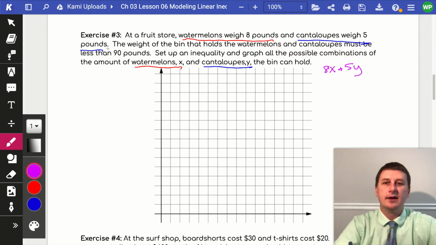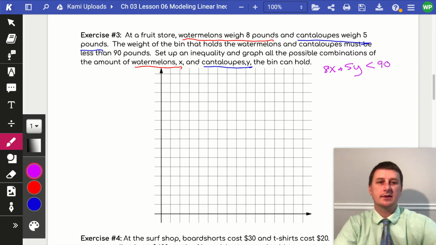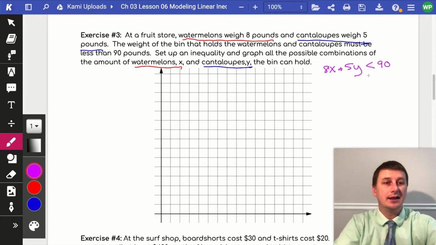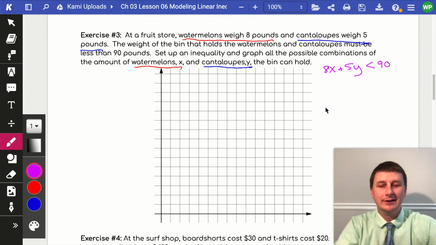Now, the bin must be less than 90 pounds. So this whole combination must be less than 90 pounds, not equal to. If it's equal to 90 pounds, that bin's going to break, and we don't want to do that. So less than 90 pounds. Now we have our inequality, we're ready to graph it.